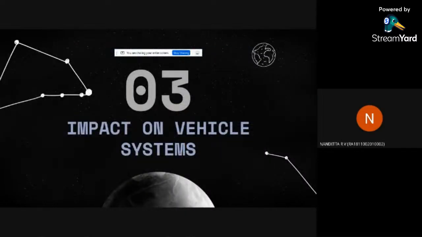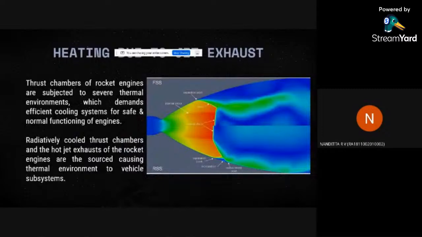What is the impact on the vehicle system due to the TPS? First, heating due to jet exhaust. Thrust chambers of the rocket engines are subjected to severe thermal environments, which demand efficient cooling systems for safe and normal functioning of engines. For example, in vehicles on Earth, there are three kinds of cooling system: air and liquid, where the liquid can be either water or oil. And in some other parts, phase changing materials are also used.